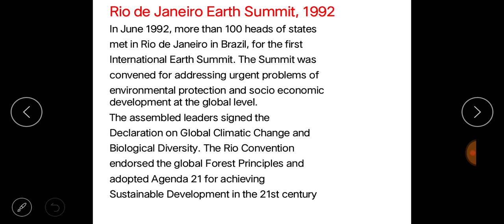The Rio Convention endorsed the global forest principle and adopted Agenda 21 for achieving sustainable development in the 21st century. In 1992, 100 heads of state met in Rio, Brazil, and signed an agreement that we will adopt Agenda 21 for the sustainable development of our country. What is this Agenda 21?